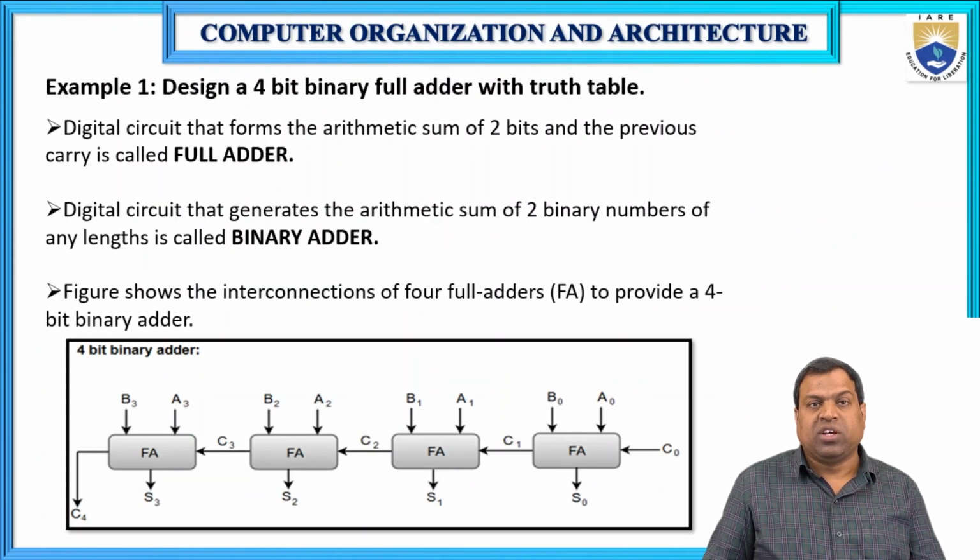So here I am taking one example. Design a 4-bit binary full adder with truth table. Suppose, how are we adding? I am taking a 4-bit binary adder. We will discuss what a full adder is and what the truth table of this one is. A digital circuit that performs the arithmetic sum of 2 bits and the previous carry is called a full adder. A digital circuit that generates the arithmetic sum of 2 binary numbers of any length is called the binary adder.